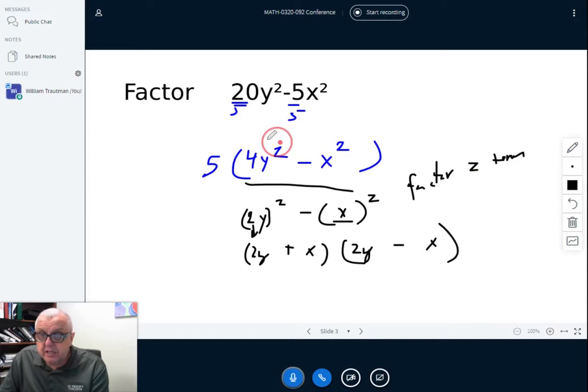You have to make this something squared. You have to make this something squared. We did that. Then whatever's in the parentheses that got squared, you put it in the first spot of each. Whatever's in this parentheses, you put the second spot of each. One plus, one minus. That's factoring two terms. Don't forget, there's a 5 in front.